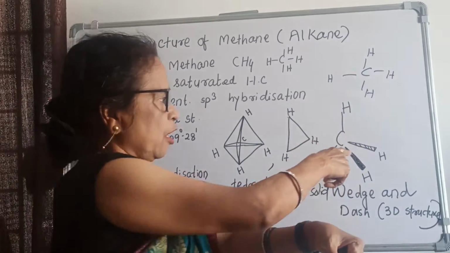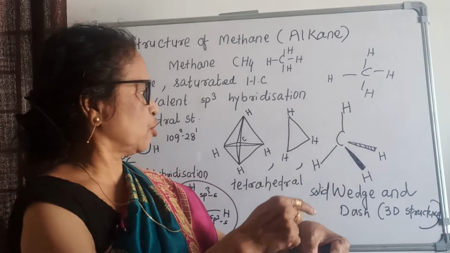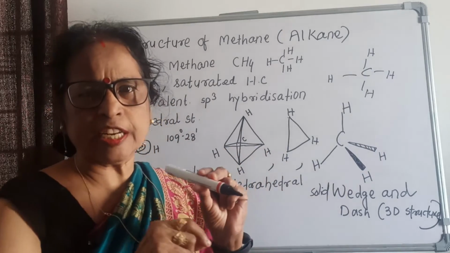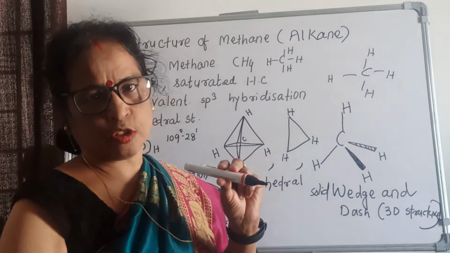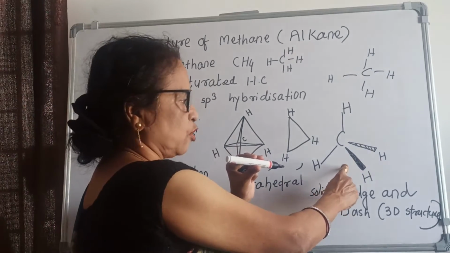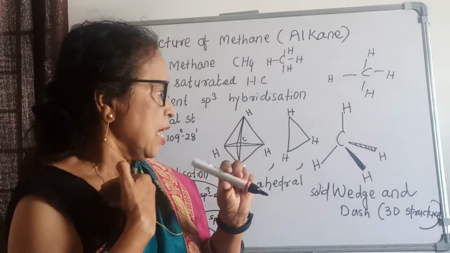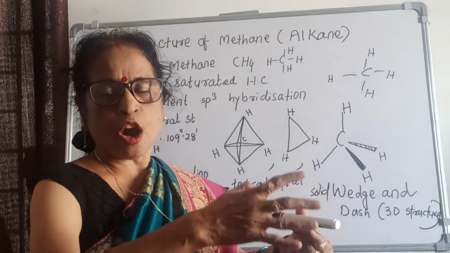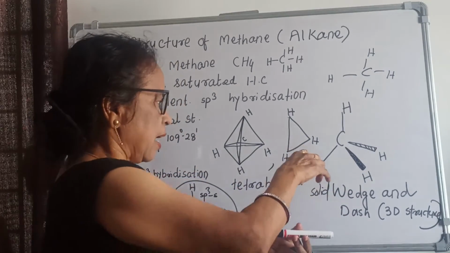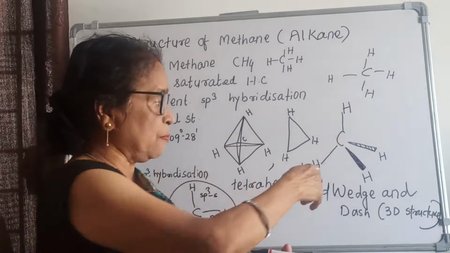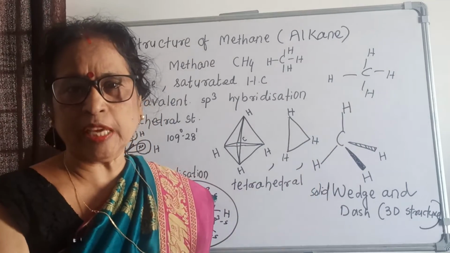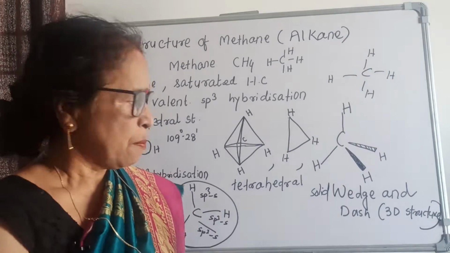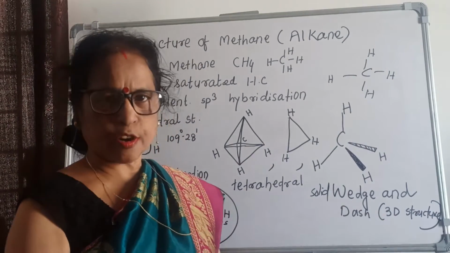If away from the observer, that is a dash structure. If towards the observer, then it is a solid wedge structure. It is a solid wedge structure that is towards the observer. It is a dash structure that is away from the observer. You should remember, a simple line indicates it is on the plane of the paper, and this is the 3D structure.